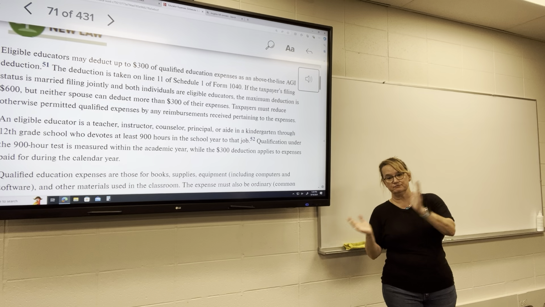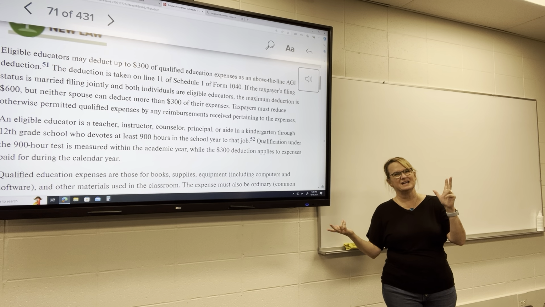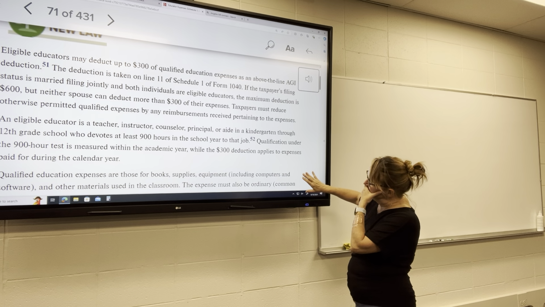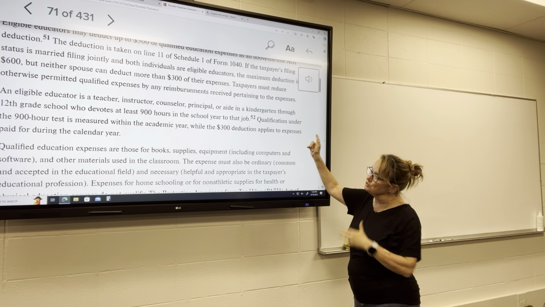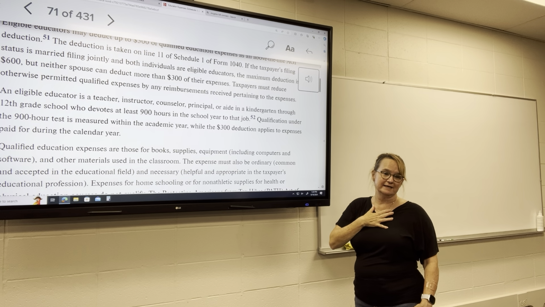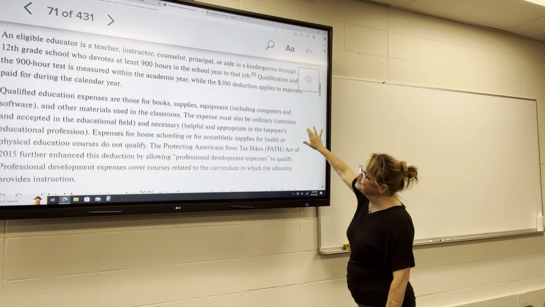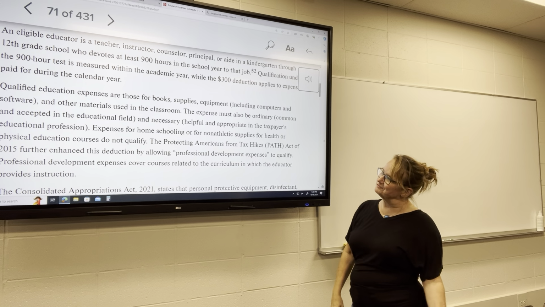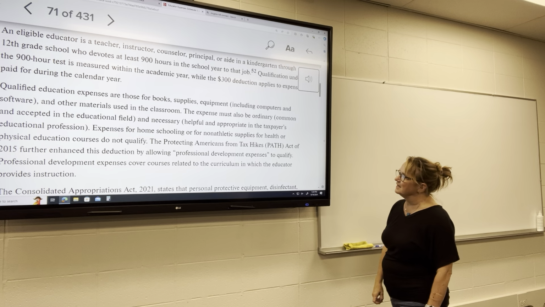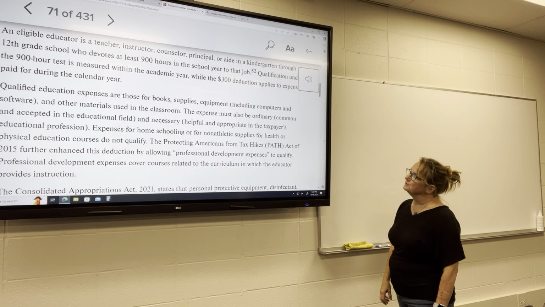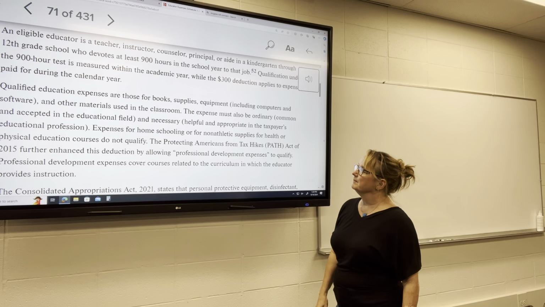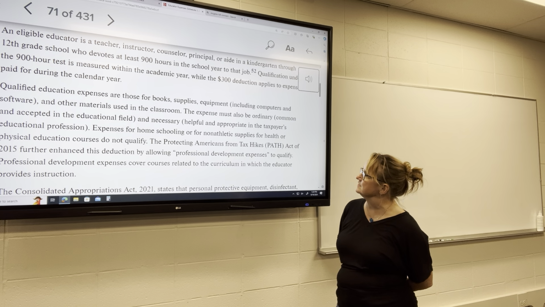So it's essentially a full-time. That's not really a full-time. That's probably less than full-time teacher, but it is only K through 12. So alas, yours truly does not get it. So that's a qualified educator. What are the qualified expenses? Books, supplies, equipment, including computers and software, although find a computer for $300. Other materials used in the classroom.